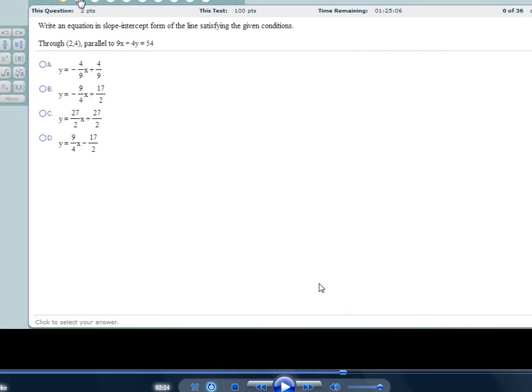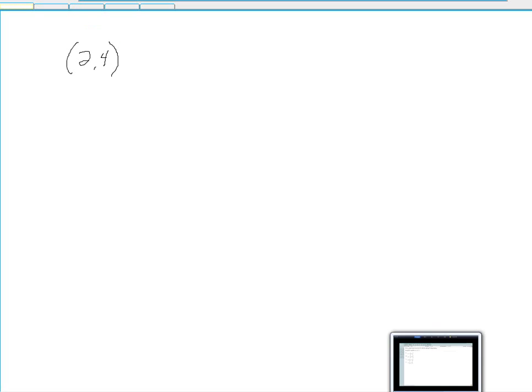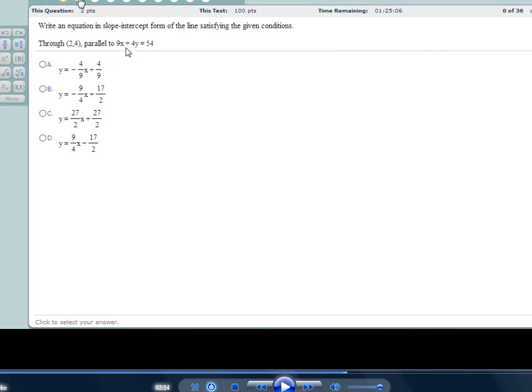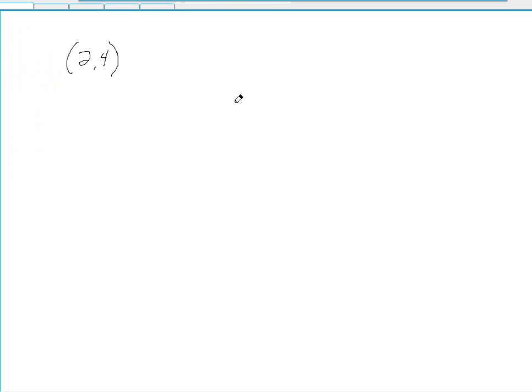Write an equation in slope-intercept form of the line satisfying the given condition. So you want to get your final answer in y equals mx plus b, as all 4 of them are here, slope-intercept form. It's a multiple choice, but here's what we got. The point is 2 comma 4. And the rest of the information says it's parallel to 9x plus 4y equals 54. Parallel to this line, 9x plus 4y equals 54.